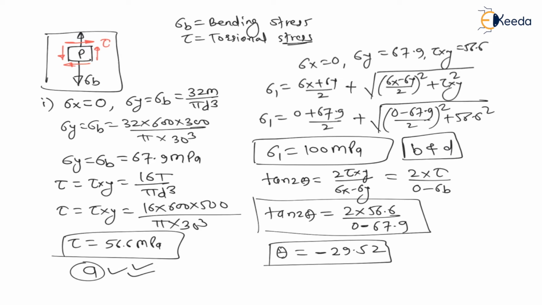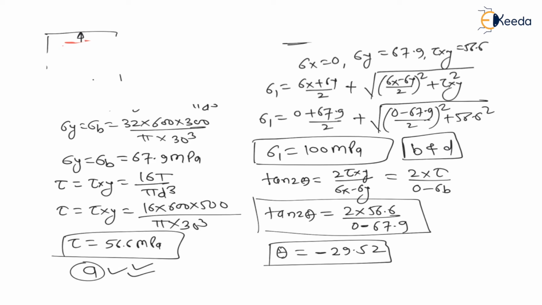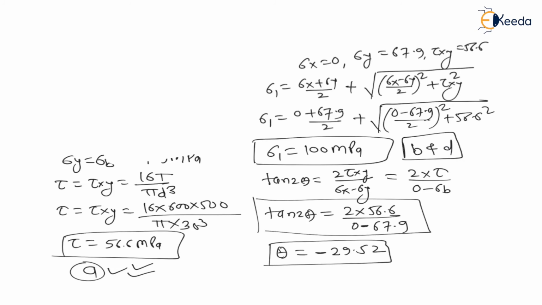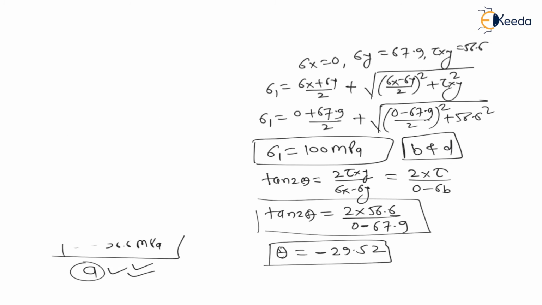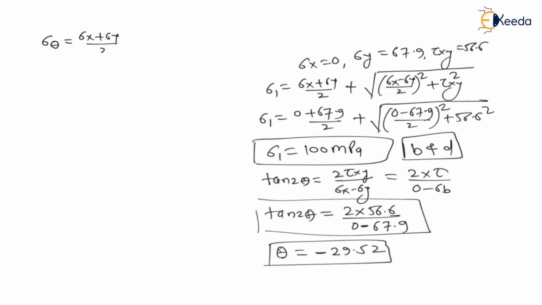But my dear students, this is not the answer. Again, this is not the answer. We have to check first whether at this theta value the sigma 1 is 100 MPa or not. We have to check this, right? Therefore, for checking this, at any inclined plane, the formula for normal stress sigma theta at angle theta is (sigma x plus sigma y) by 2 plus (sigma x minus sigma y) by 2 cos 2 theta plus tau xy sin 2 theta.